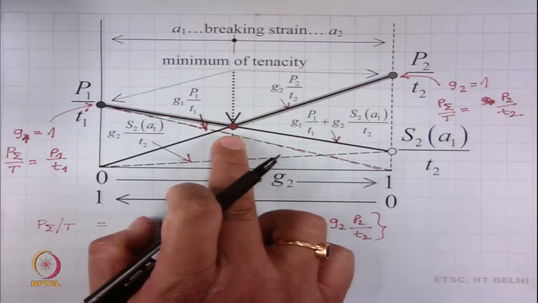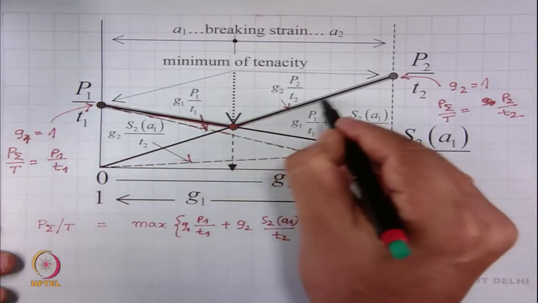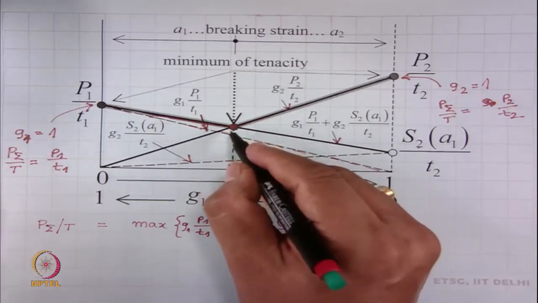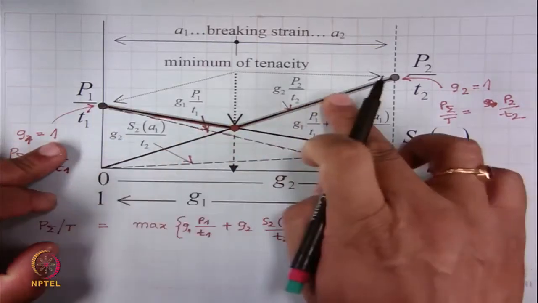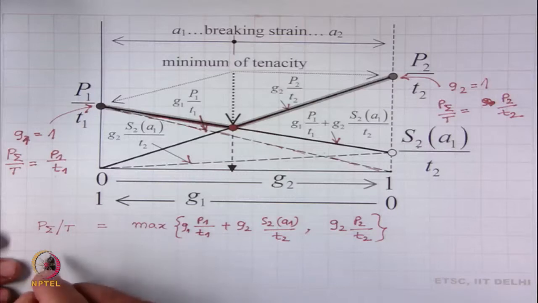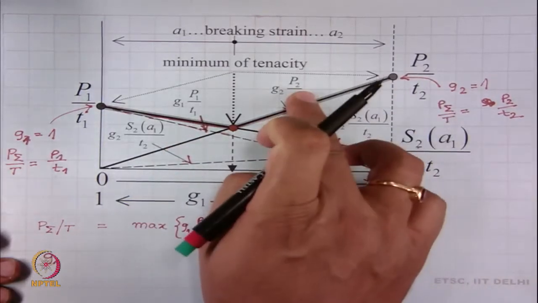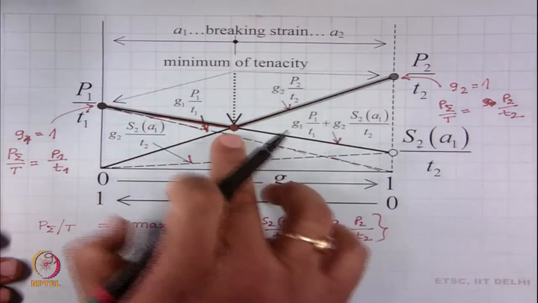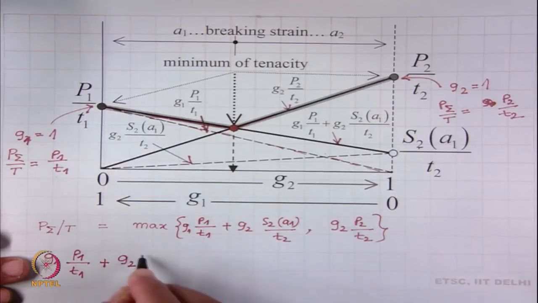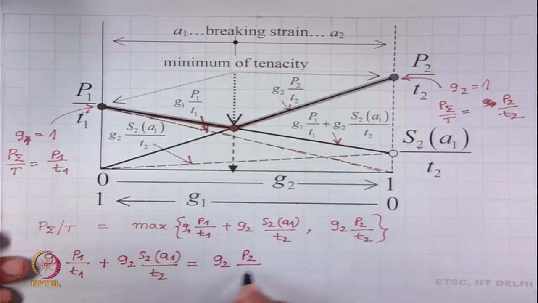How will you find the bundle tenacity at this point? The tensile behavior of the bundle is this, and then it increases. At any cost, we must avoid this blend ratio. This point is basically the intersection of two lines, this line and this line. So, how will you find this point? G1 is this line, so this expression will be equal to this expression. So, at this point, G1 P1 by T1 plus G2 S2 A1 by T2 is equal to G2 P2 by T2.